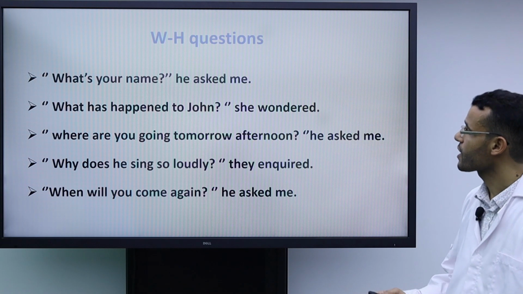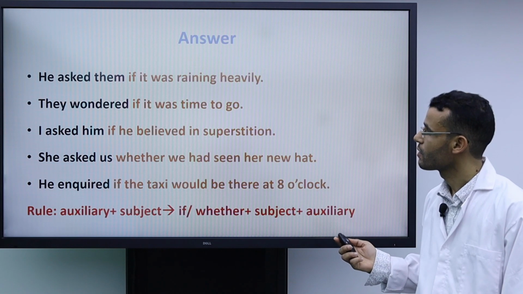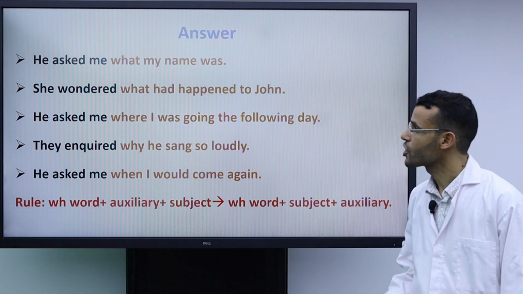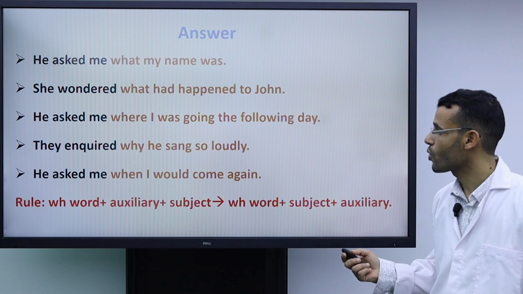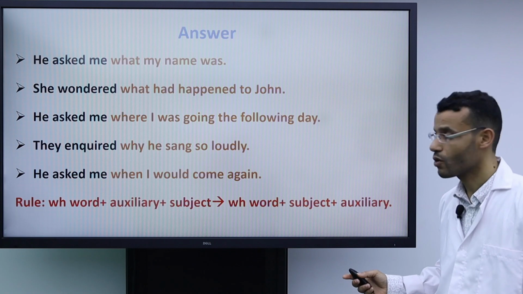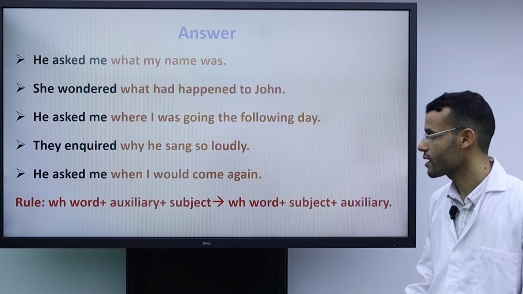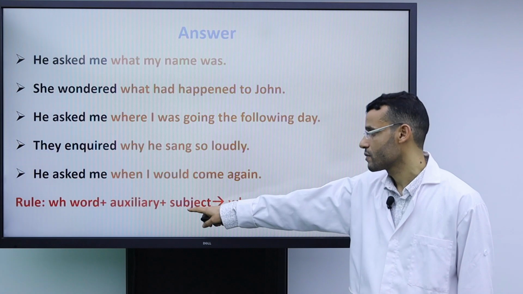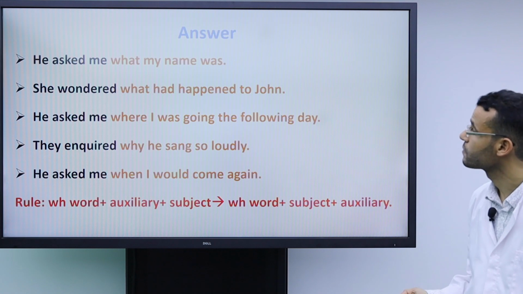So the first one, he asks me what my name was, okay? He asked me what my name was. And the second, she wondered what had happened to John. He asked me where I was going the following day. And they inquired why he sang so loudly. And he asked me when I would come again. And the rule is that we keep, as I have just said, WH word plus auxiliary plus subject. It becomes WH word plus subject plus auxiliary.